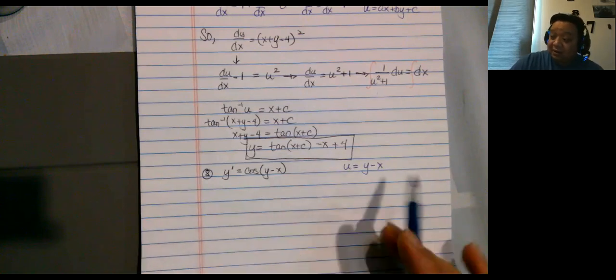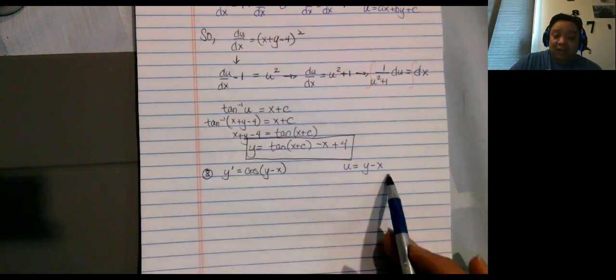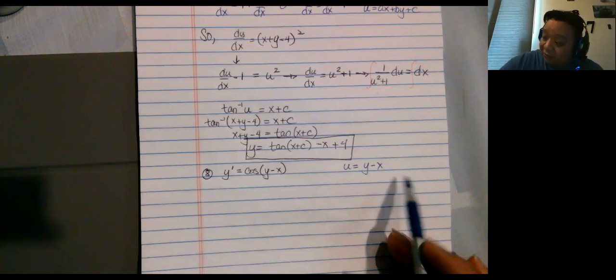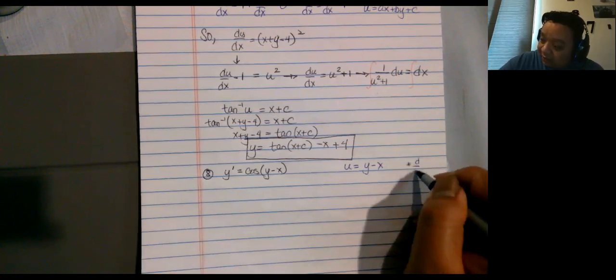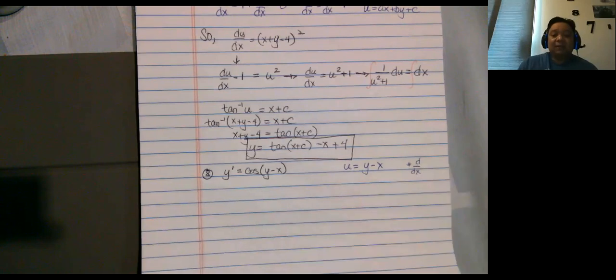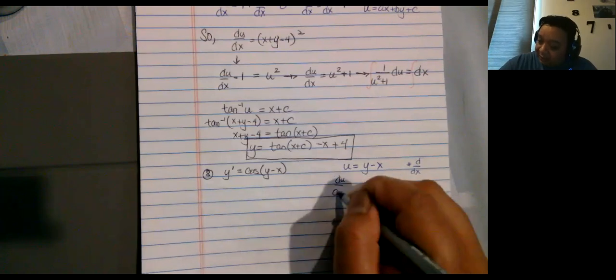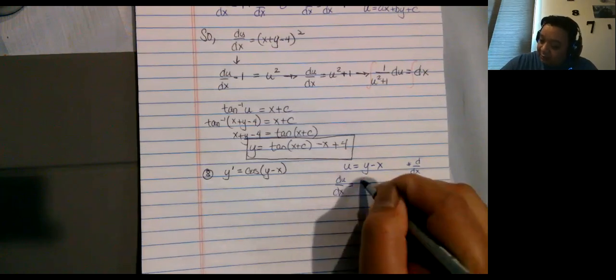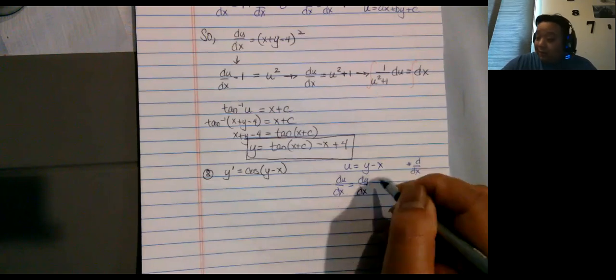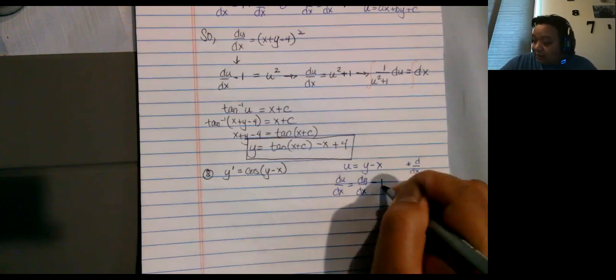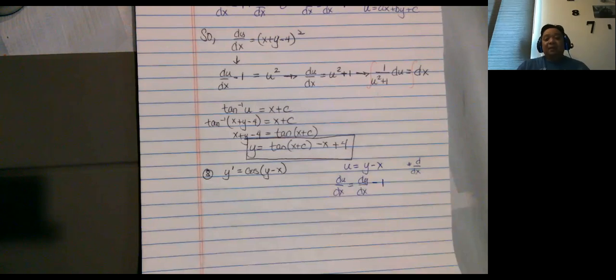So then now take the derivative with respect to x, right? So keep that in mind, right? You are doing derivative with respect to x. Okay. So go ahead and do that, right? So that means this would be du dx. This would be dy dx. And then derivative of x with respect to x is -1. Okay. All right. So go ahead and see if you can finish it.